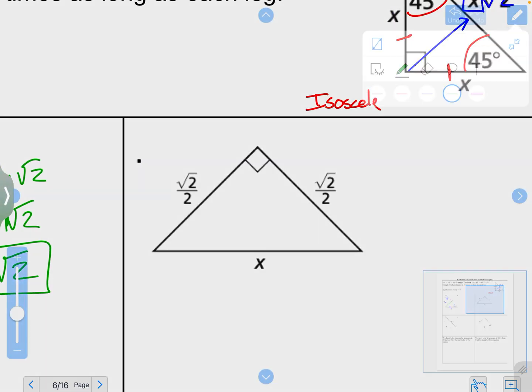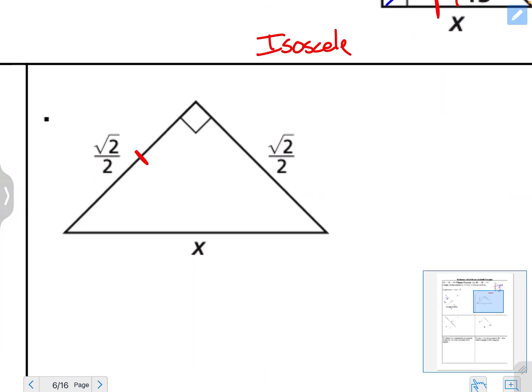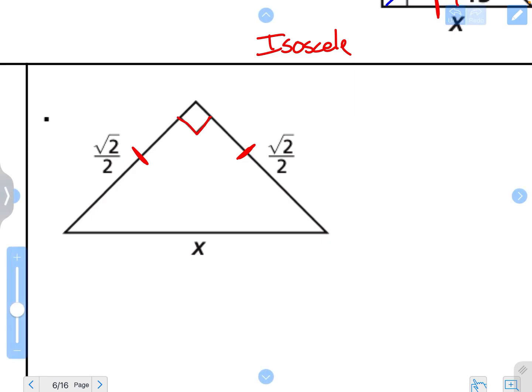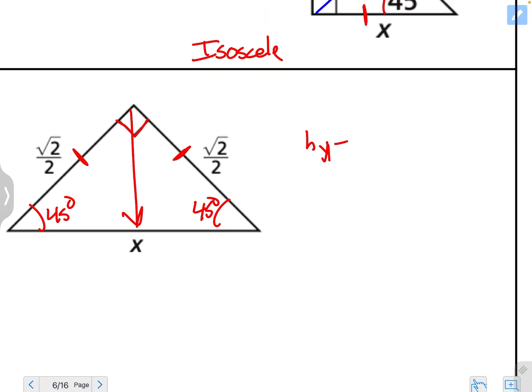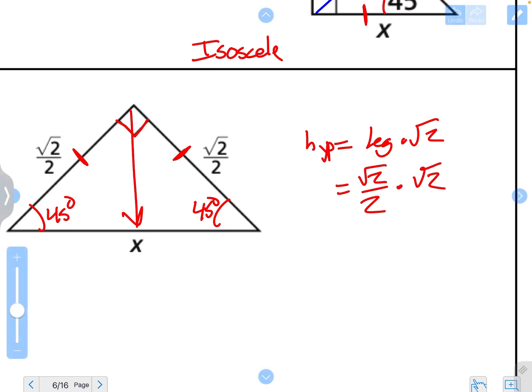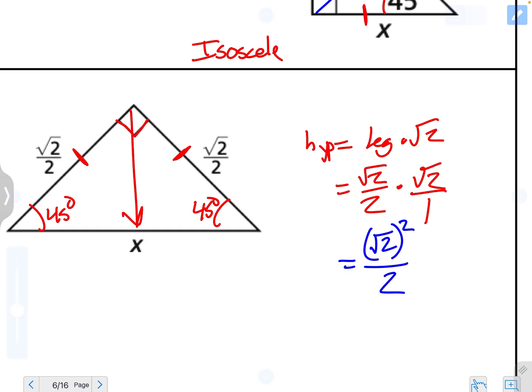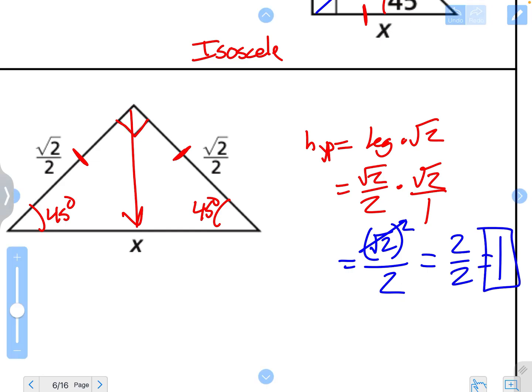Here we're not told that it's a 45, 45, but if we know that these two sides are congruent and we have a right triangle, that's immediately what tells me that this is a 45-degree triangle. Our hypotenuse, which is across from the right angle, equals our leg times the square root of 2. We know that our leg is square root of 2 over 2, and we multiply it by the square root of 2. I'm going to turn that into a fraction by putting it over 1, and then multiply across. The square root of 2 squared over 2, so the square gets rid of the square root. We're left with 2 over 2, which simplifies to 1. So our x, our hypotenuse, is 1.